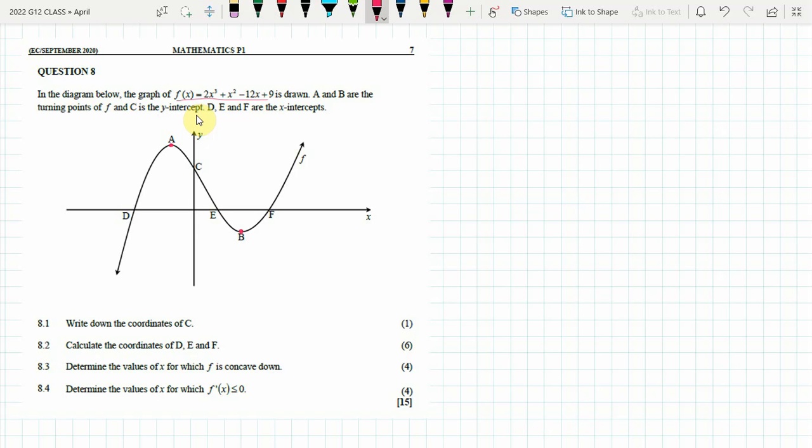A and B are turning points, and then C is the y-intercept. D, E, and F are the x-intercepts. This is all we are told. That's the graph. Now they want us to write down the coordinates of C. It's 1 mark, so maybe the answer is right in front of us. It's 0 and 9.